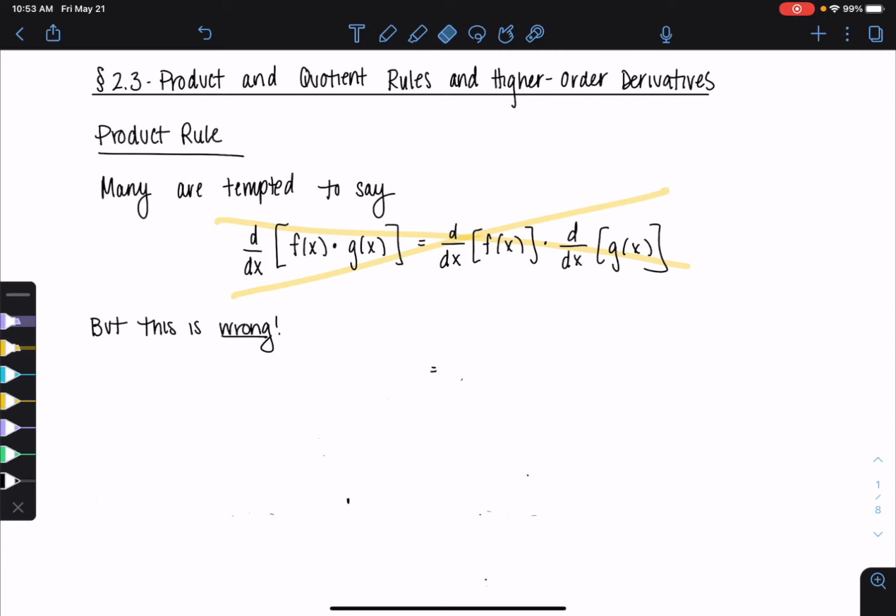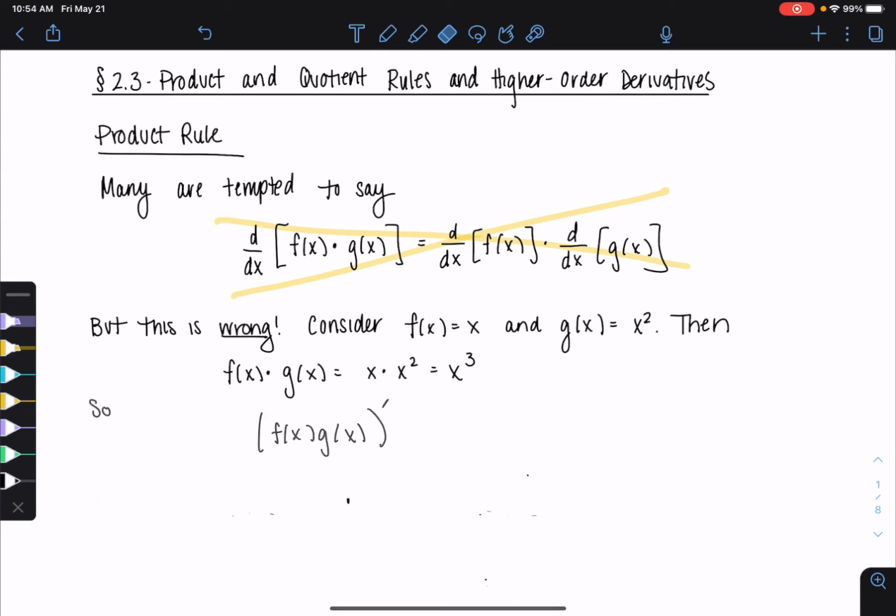What I'm going to do is show you why. We actually can't do that. To show you why it's a problem, I'm going to consider two simpler functions. Let f of x be just x and g of x be x squared. If I take the product of these two, it would be x times x squared, or just x cubed. The derivative of x cubed is 3x squared.